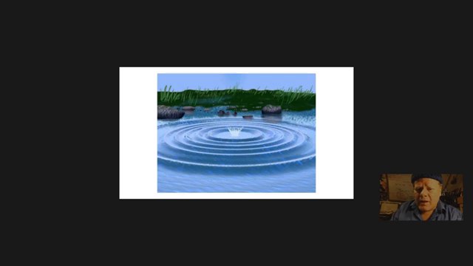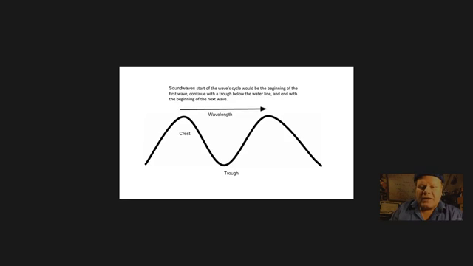Looking at it another way, if you think of an ocean wave, the start of the wave cycle would be the beginning of the first wave. It would continue with a trough below the waterline and would end with the beginning of the next wave. The difference is that sound waves radiate in all directions, not just on a level surface the way ocean waves do. That's why tossing a rock into a pool of water is a better analogy.